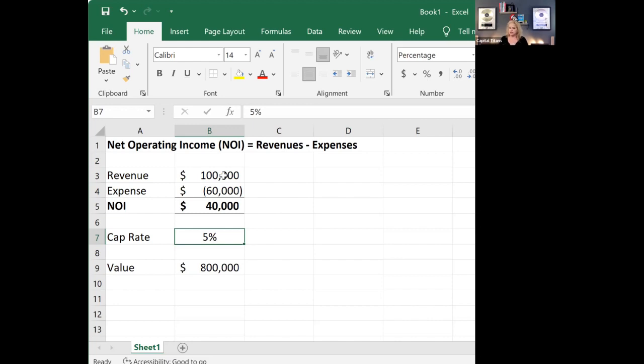So let's just put it the other way. Let's put it back to 7%, right? So we see the property value is $571,000. And I know these numbers are very, very small. The chances are the deals you're looking at have much larger numbers, but we'll keep it simple.